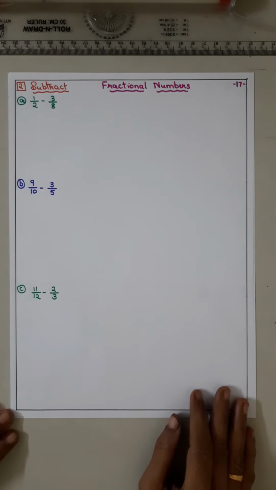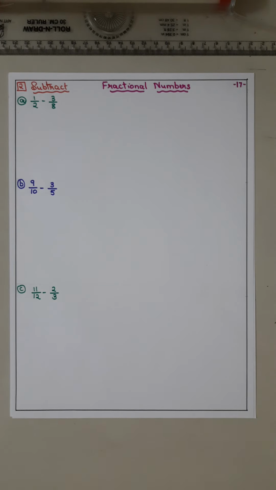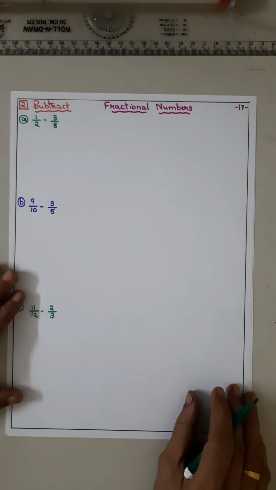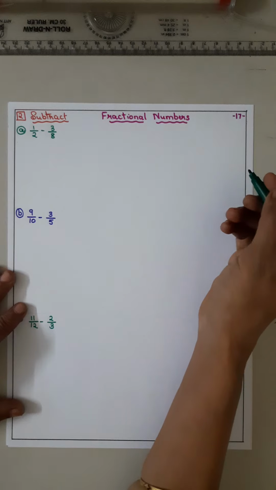We were discussing the lesson on fractional numbers, isn't it? So now we will study subtraction, the same way as addition. You understood? But now we have to subtract. So in the question, 1 by 2 minus 3 by 8, what do we have to do first?